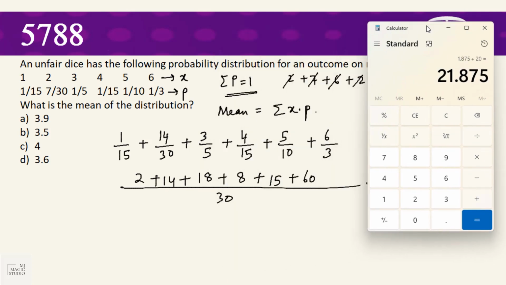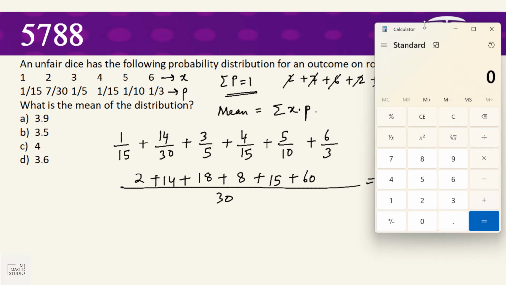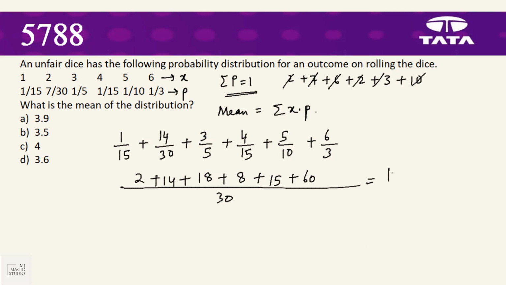So how much are we getting? 60 plus 15 plus 8 plus 18 plus 14 plus 2 is 117, and this 117 divided by 30 will give 3.9. 117 by 30 is 3.9. So mean of the distribution is 3.9, that is option A.